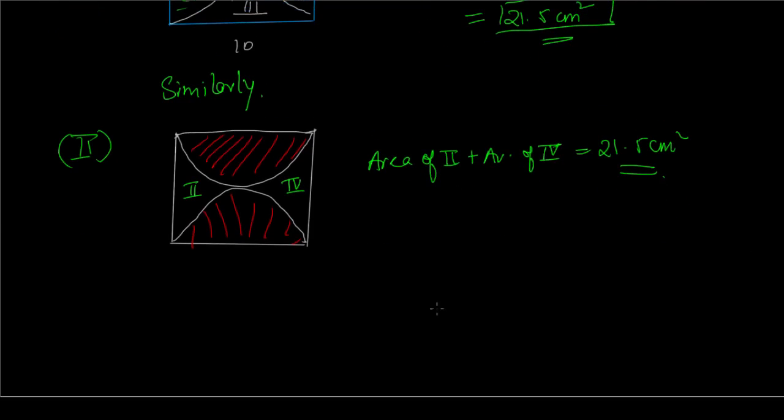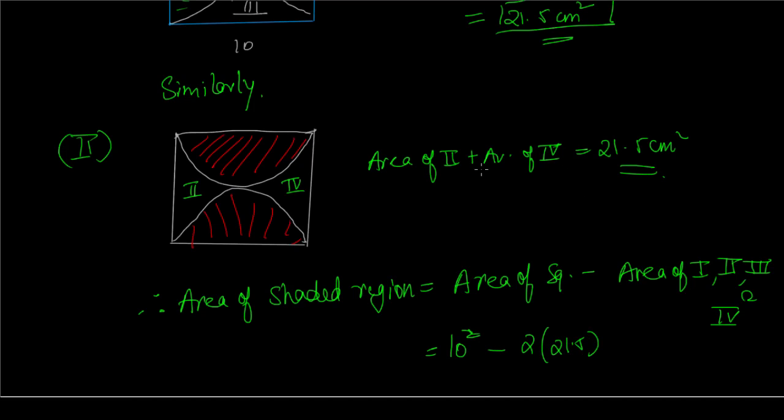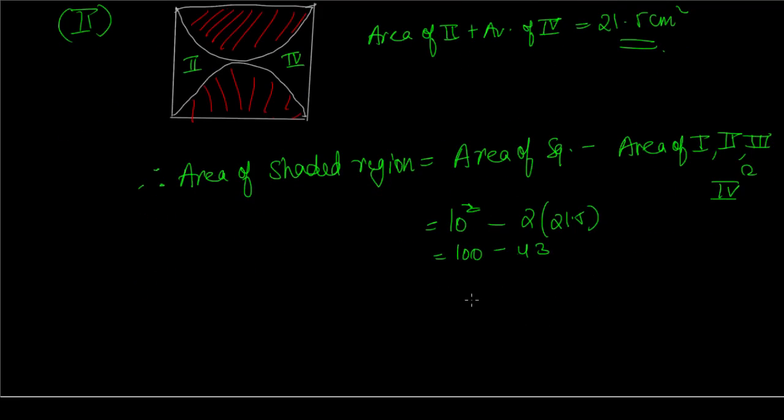Therefore, area of shaded region will be equal to area of square minus area of 1, 2, 3 and 4. Area of square is 10 square, then area of these will be this plus this, so 2 into 21.5. So you get 100 minus 43, it will become 57. So the answer is 57. Clear?